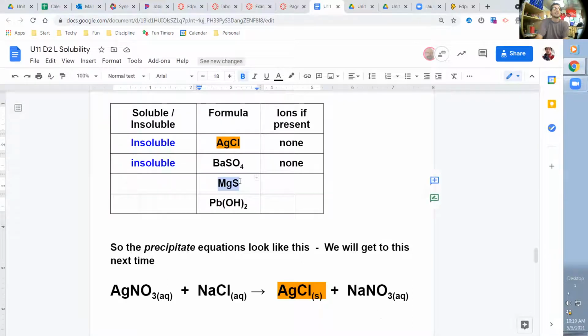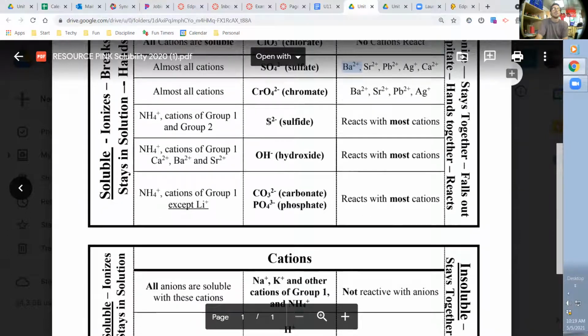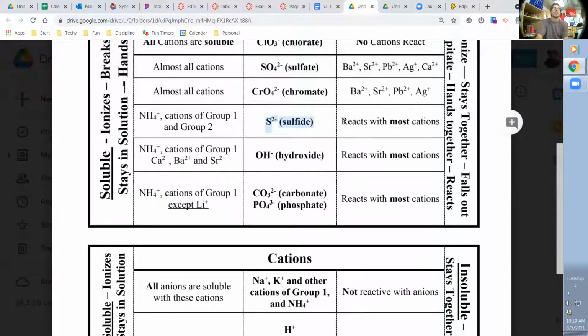Magnesium sulfide is the name of this. So let's look at sulfide. That's the middle anion. Here it is, sulfide right there. And it says it reacts with most cations. So now we need to look at the other column to see if it reacts with that one. So it says that it reacts with ammonium and also all the cations of group 1 and group 2.